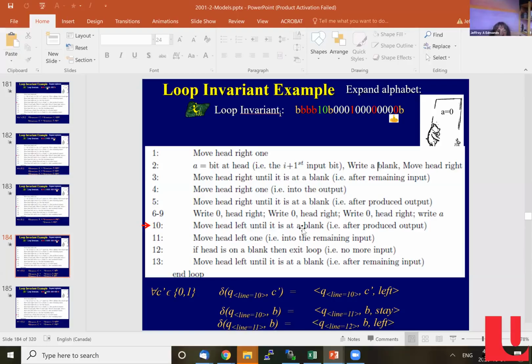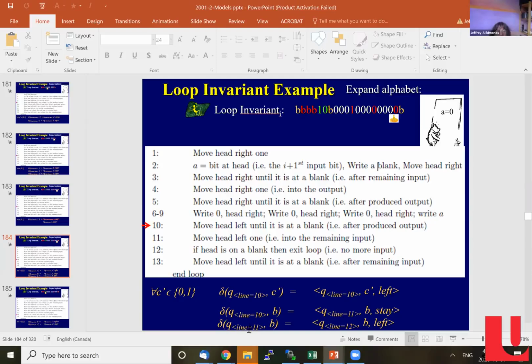You're supposed to move until you're on a blank. I'm on a blank, so what do I do? Nothing. I go to line 11. So if I'm in line 10 and I read a blank, I do nothing, and I go to line 11. Oh, I see. So this is why on line 4 you basically didn't even write it. You just skipped along because you just said move head right, and we just did.